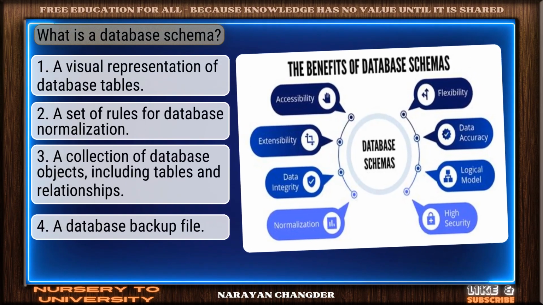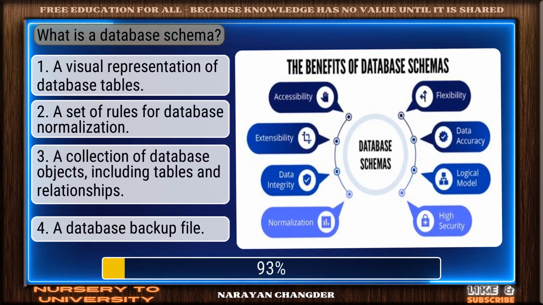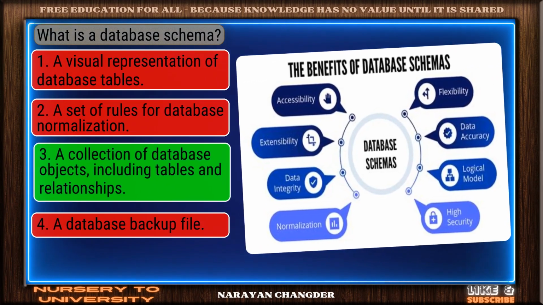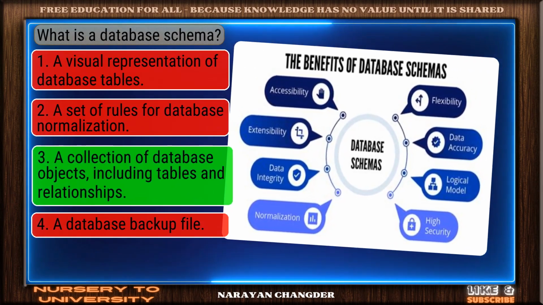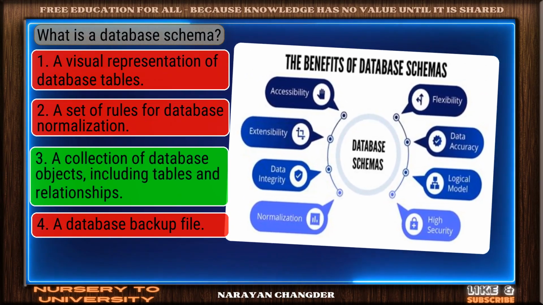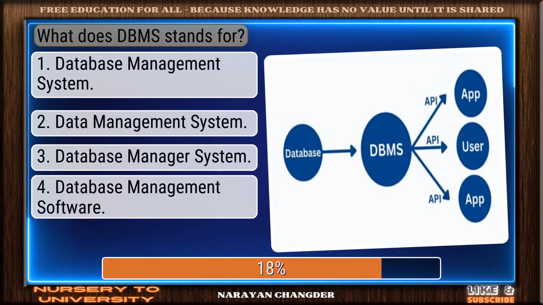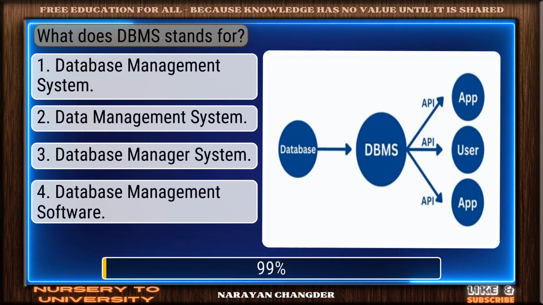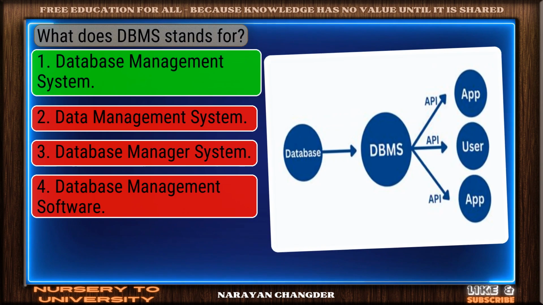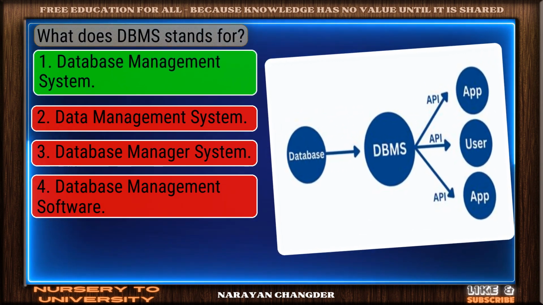Question number 69. What is a database schema? Smart pick. A collection of database objects, including tables and relationships, is the correct choice. Question number 70. What does DBMS stand for? Strong choice. Database Management System is the right answer.